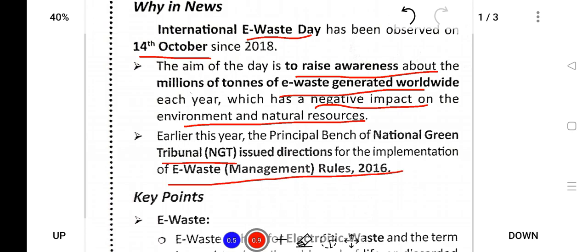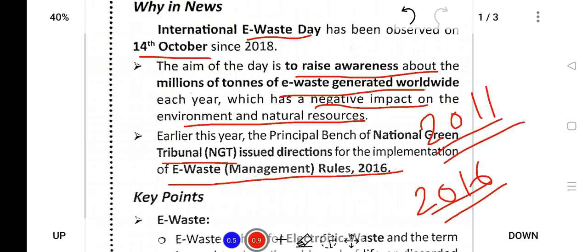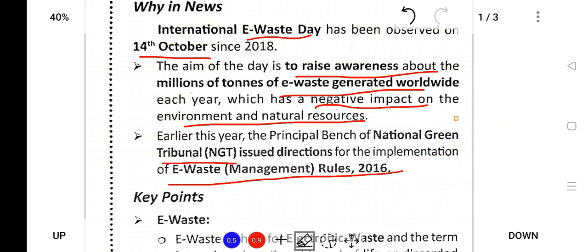So if you look at the history of e-waste management in India, the first e-waste management rules came in 2011. However, this was amended in 2016 to provide stricter rules and better implementation of recycling of e-waste.